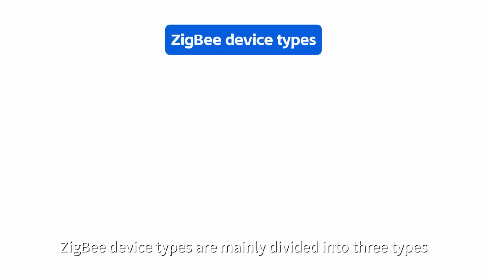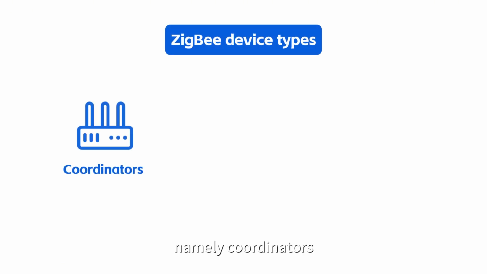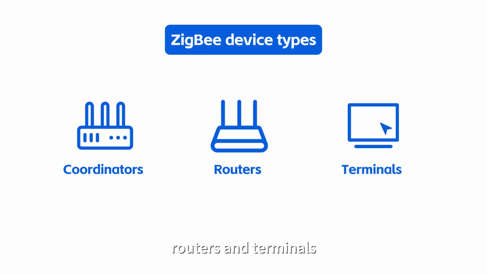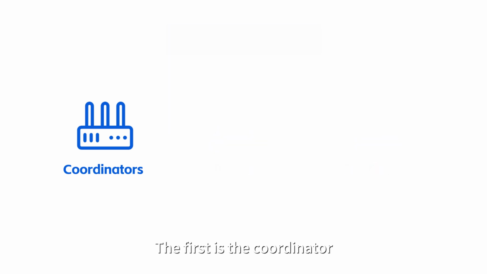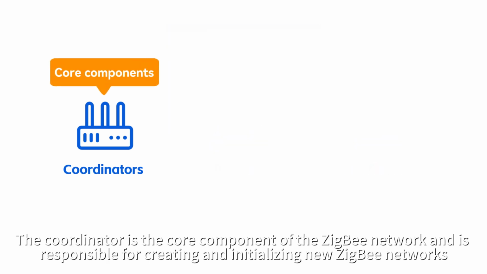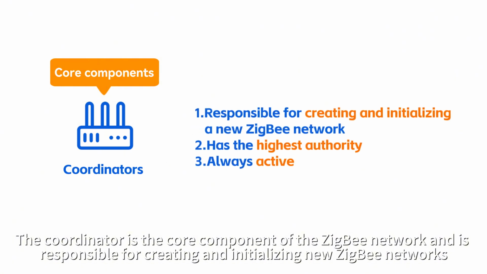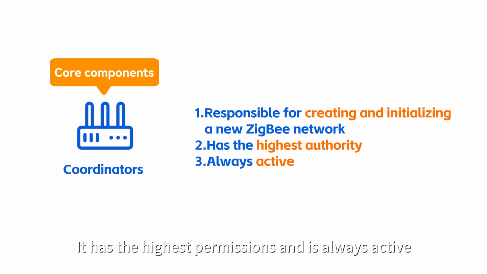ZigBee device types are mainly divided into three types, namely coordinators, routers, and terminals. The first is the coordinator. The coordinator is the core component of the ZigBee network and is responsible for creating and initializing new ZigBee networks. It has the highest permissions and is always active.